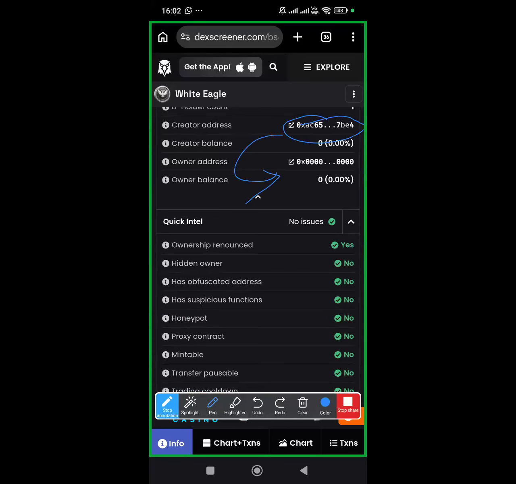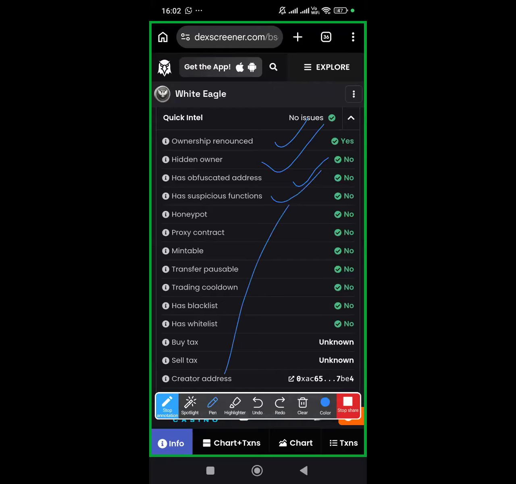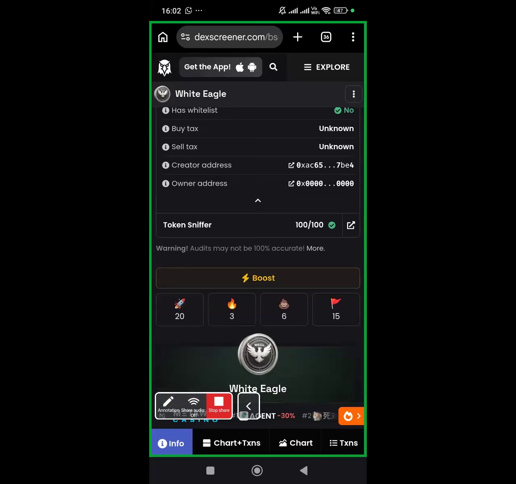Oh my God. And again, when DEX Screener checks the internal codes, what he explained: ownership renounced? Yes. Hidden owner? No. In the codes, he is explaining the Solidity. Any hidden executed address? No. Any suspicious function? No. Same, my brother. All is okay. It's not me, not you, my brother. These are the sources that are explaining. You can see the creator address and owner address.